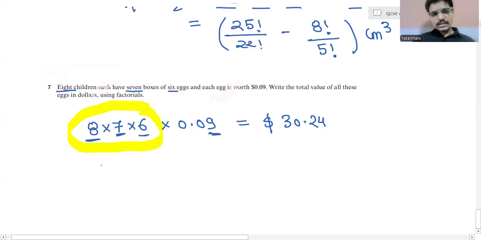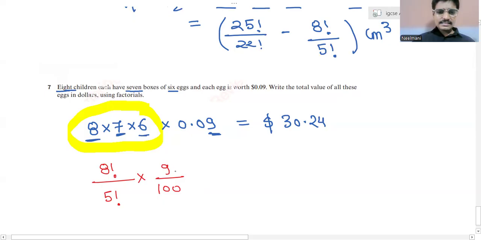What you do is 8 factorial divided by the factorial of the number that is not there in the consecutive sequence. It is 5 factorial. So you divide 8 factorial by 5 factorial. You will multiply this by the other number. What is this number? This is 0.09. 0.09 can be expressed as 9 upon 100. This is not a factorial, so you have to represent 9 upon 100 in the form of factorials, correct?